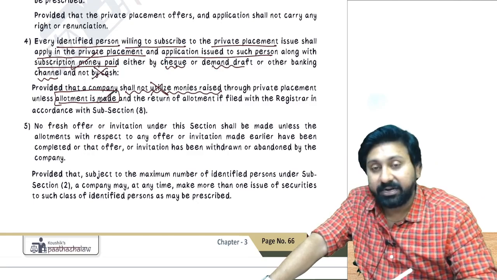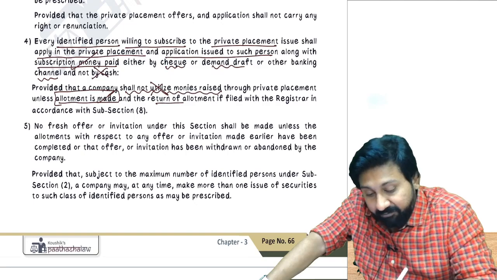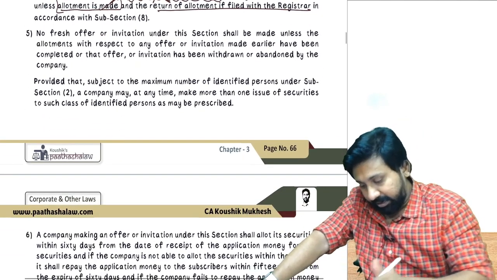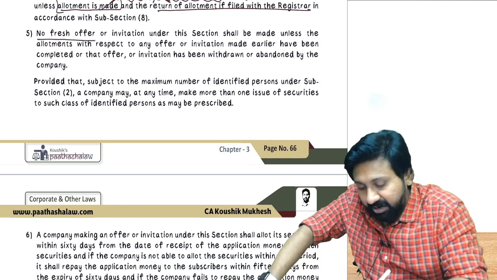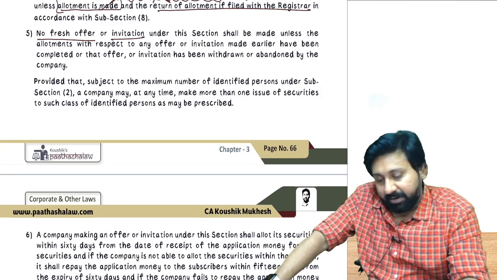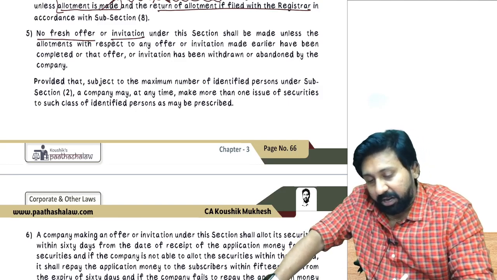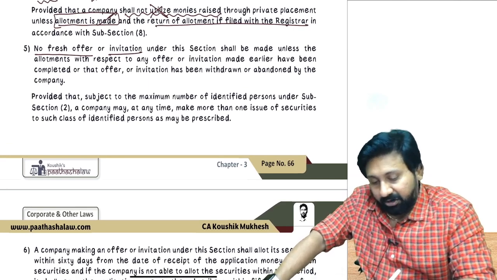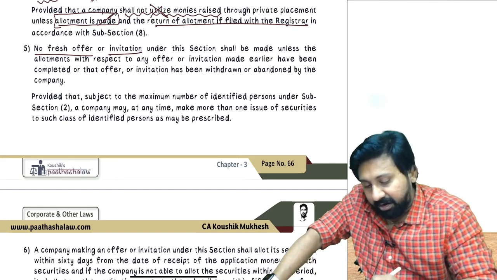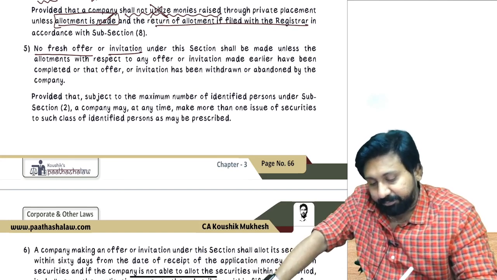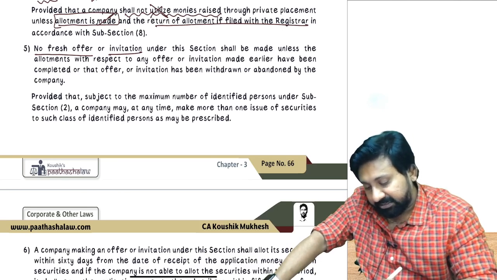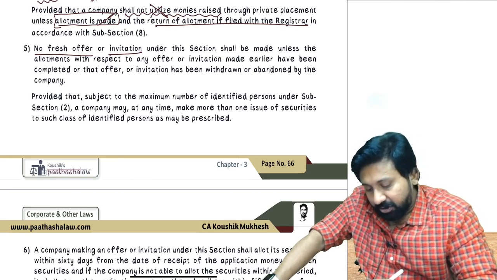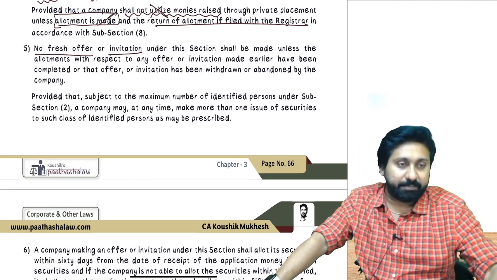Not only should allotment be made, but the return of allotment should also be filed with the registrar. Next: no fresh offer or invitation under this section shall be made unless the allotment with respect to any offer or invitation made earlier has been completed, or that offer or invitation has been withdrawn or abandoned by the company. Provided that, subject to the maximum number of identified persons under subsection 2, a company may at any time make more than one issue of securities to such class of identified persons as may be prescribed.